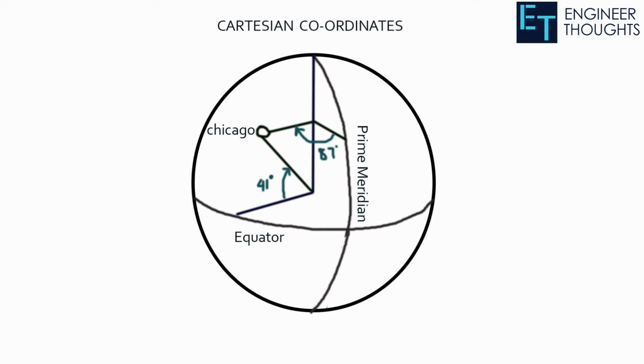So if you consider a city called Chicago, the angle between the center of Earth to the equator and the center of Earth to Chicago is 41 degrees. Similarly, the angle between the prime meridian to the center of Earth and from the center of Earth to Chicago is 87 degrees. That's why we say that Chicago is at 41 degrees latitude and 87 degrees longitude. With this we can see how coordinate systems are used in real life to determine the location of any part of the Earth.